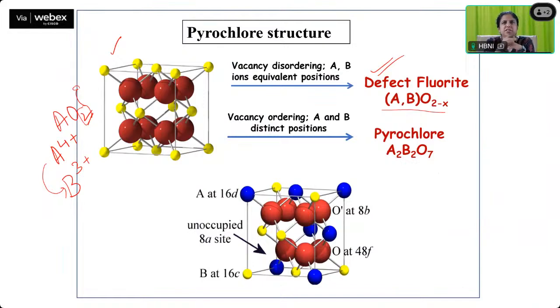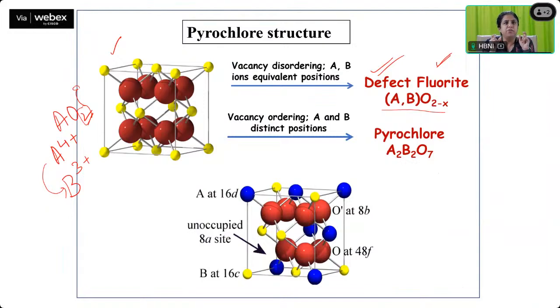Again, like the first situation, half of the A+ are replaced by B3+, and accordingly an equivalent number of oxygen vacancies are created. But those oxygen vacancies are randomly placed. Like in one cube, two of the oxygens are gone, from one it is gone, from another none is gone. That is still defect fluorite. But if the situation happens, and that depends upon the relative sizes of A and B.